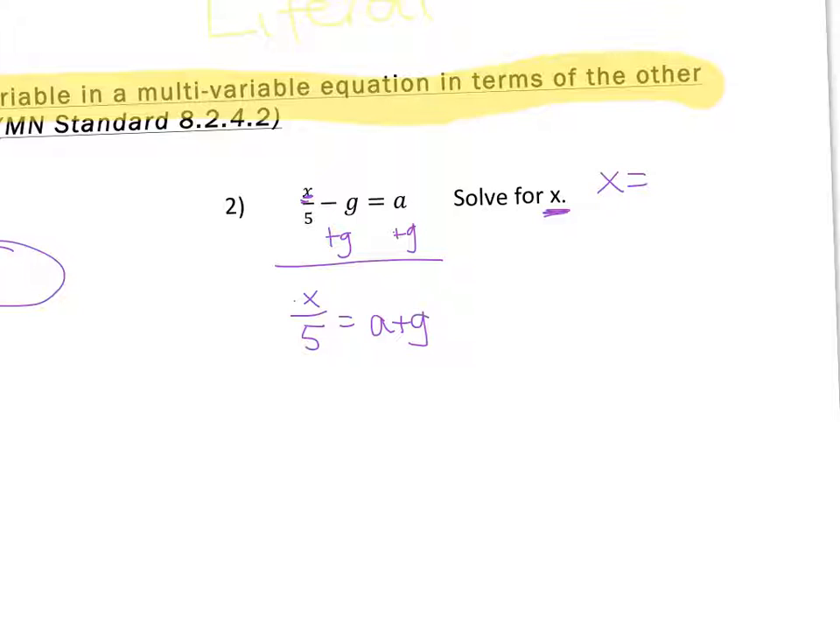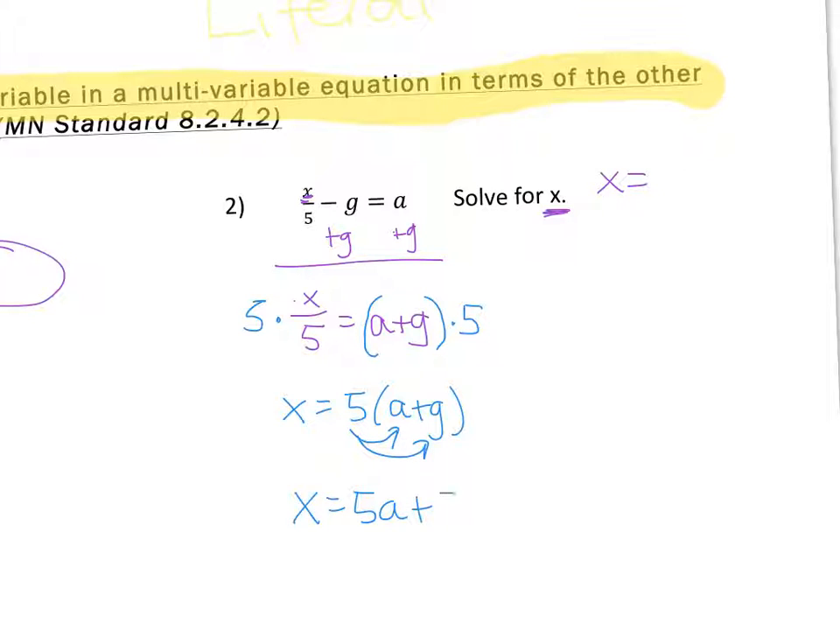Now we don't have x quite by itself yet because it's being divided by 5, so to get rid of that we're going to multiply both sides by 5. Be really careful here. Whenever you multiply this side by 5, you have to put parentheses around the a plus g because we're multiplying that entire quantity. So you end up getting x is equal to 5 times the quantity a plus g. Well, now I can do the distributive property to simplify one more time. So you end up getting x is equal to 5a plus 5g as your final answer.